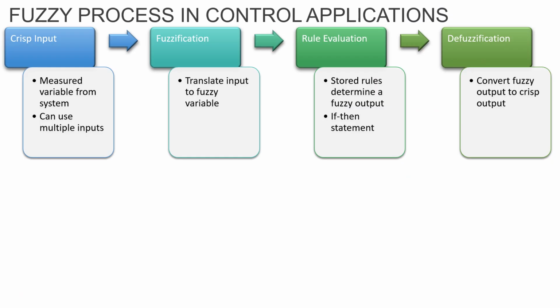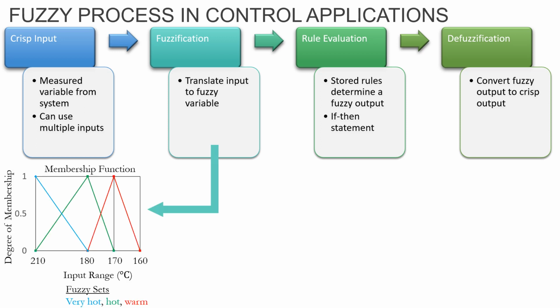So the way the fuzzy logic process works in these 4 steps, first we receive the crisp input, and this is embedded within the PID control we'll show on the next slide. We receive a crisp input, and that's the measured variable from the system, and we can receive multiple inputs. Then we do a fuzzification step, and that's we translate these crisp inputs to a fuzzy variable, and we'll describe that shortly. Then we consider rules, and these are stored rules to determine the output based on if-then statements. Then we have to defuzzify that to convert that to a crisp output so that our process can use it.